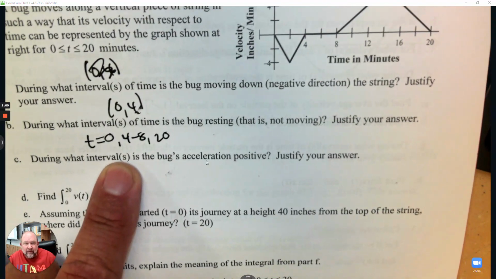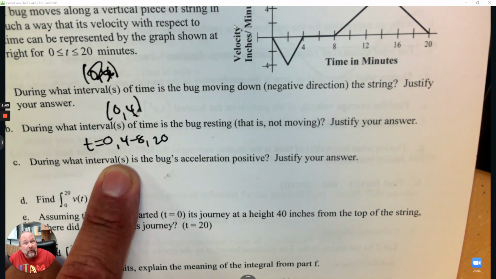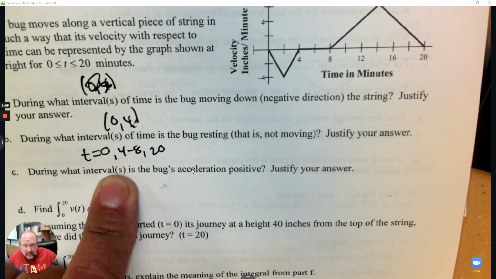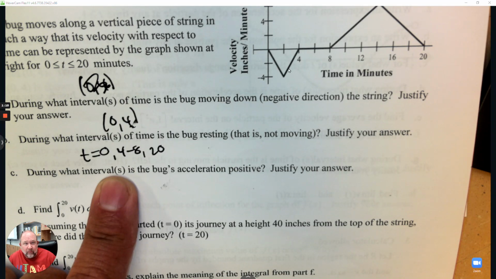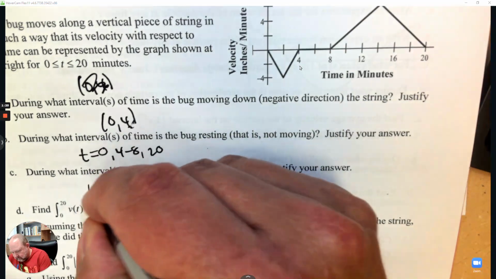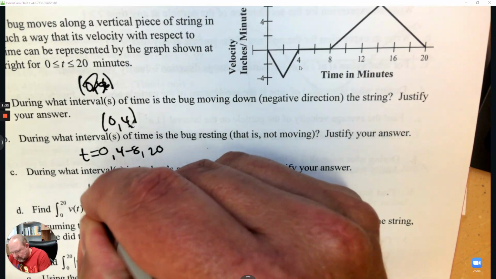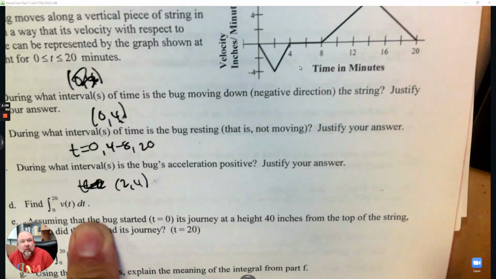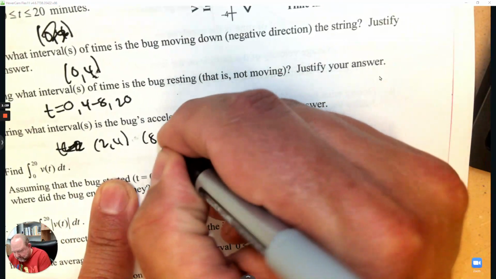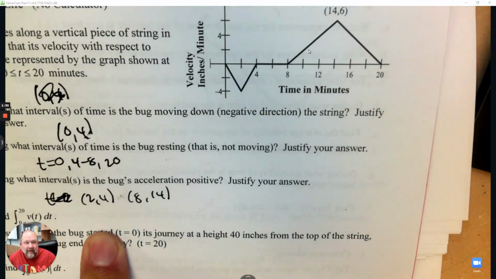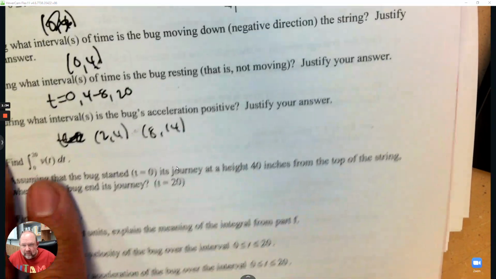During what interval is the bug's acceleration positive? So when we're looking at velocity, to know if the acceleration is positive, we're looking for a positive slope. So not here, so positive slope. So right here, the acceleration is positive. So from 2 to 4. Where else do we have it? From 8 to 14, and that's it. We're looking for that positive slope for positive acceleration.